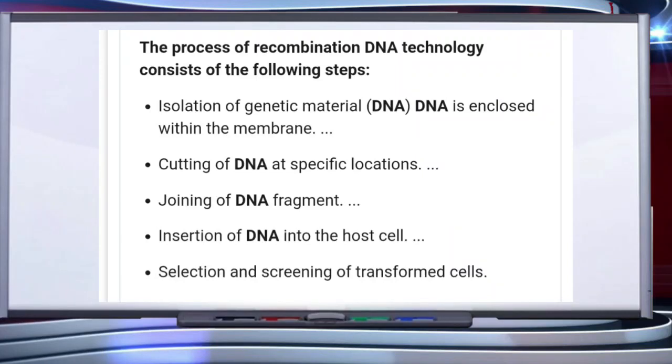This slide shows the different steps of recombinant DNA technology. First of all, isolation of genetic material, DNA, which is enclosed within the membrane. After that, cutting of DNA at specific locations, joining of DNA fragments, insertion of DNA into the host cell, and selection and screening of transformed cells. So we are going to discuss these steps one by one.